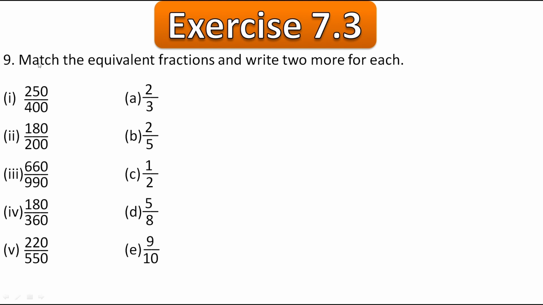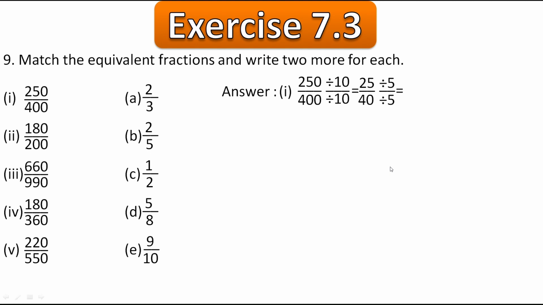Okay, so the first one is 250 upon 400. As both of them have zeros at the end, I'll divide them by 10. I got the answer as 25 upon 40. Now again I'll divide them by 5. So I got the answer as 5 upon 8, which is equivalent to this one. So these two fractions are equivalent.